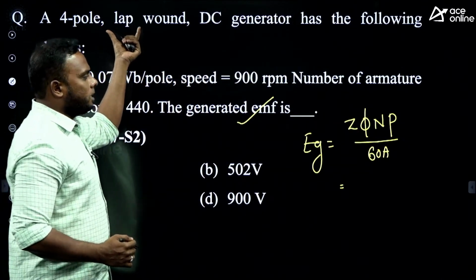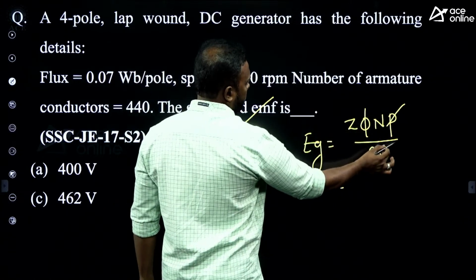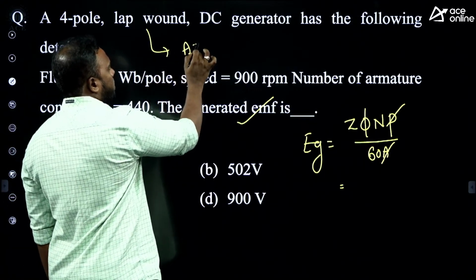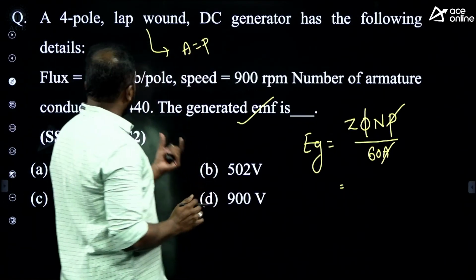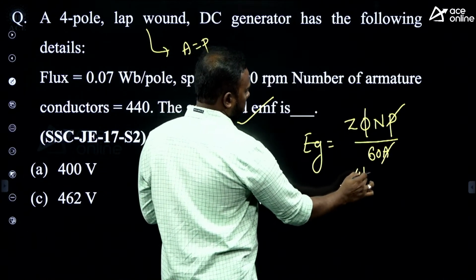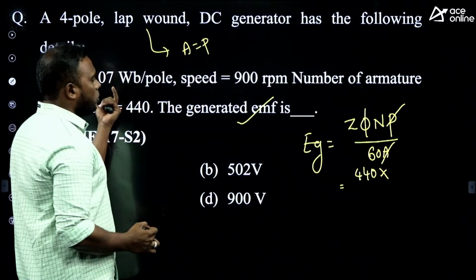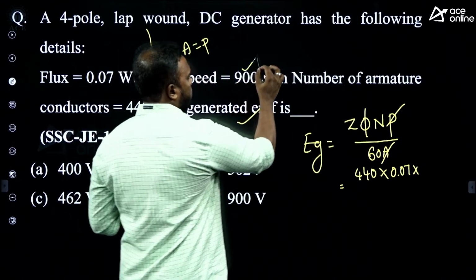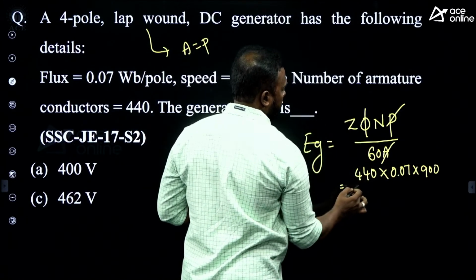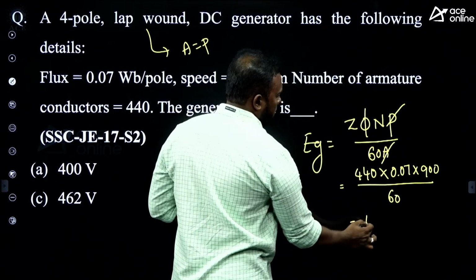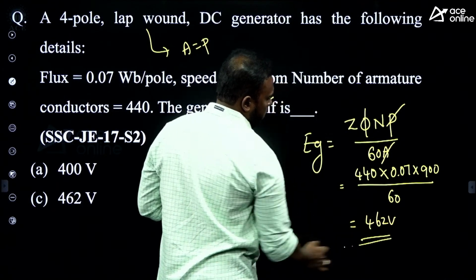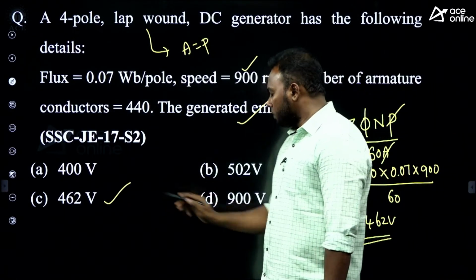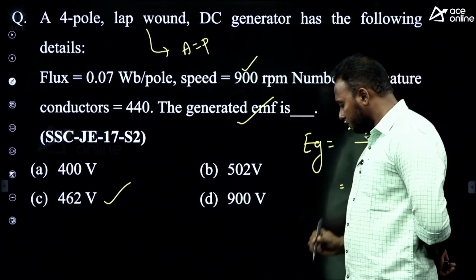It is given lap connected, so A equals P. So you can cancel A and P here, because A equals P for lap connection. For lap connection, parallel paths equal poles. Then Z is how much? 440. Flux is 0.07. Speed is 900 RPM divided by 60. Now if you simplify, you will get 462 volts. Okay, 462. Check which option. Option C is correct, 462 volts. A direct question from the EMF equation.